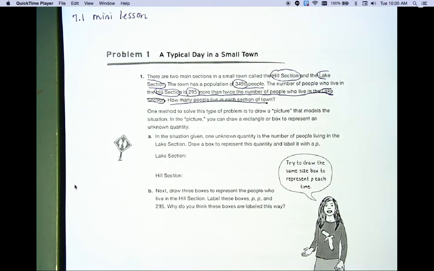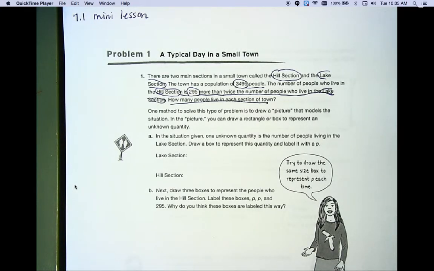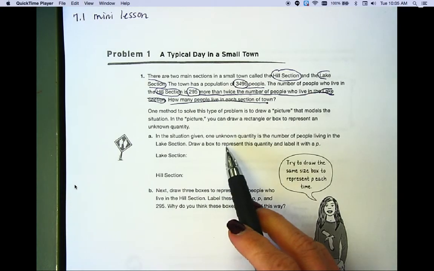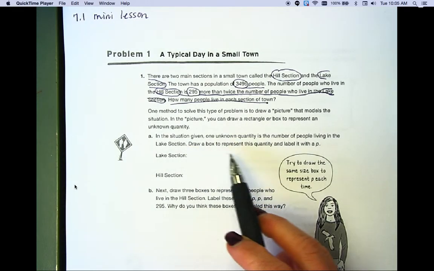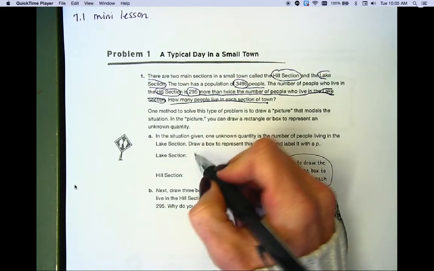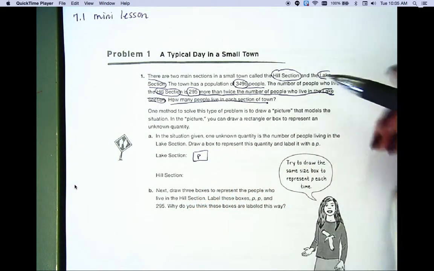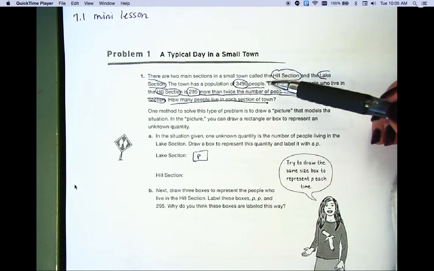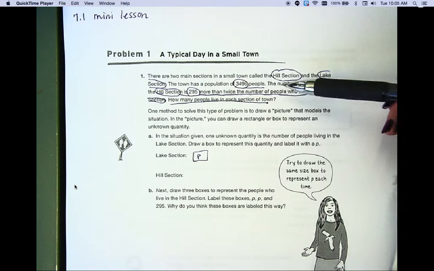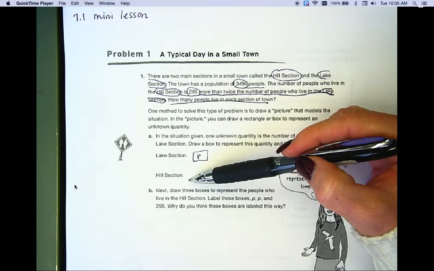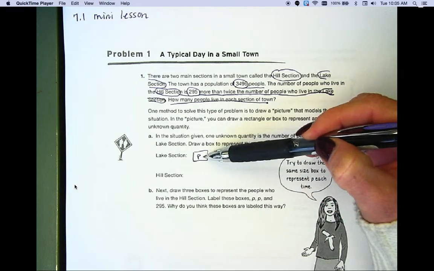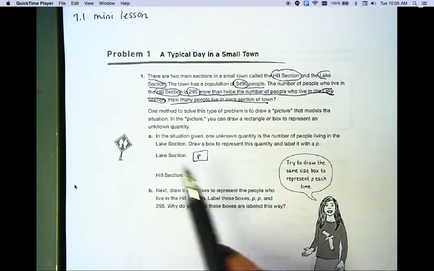Okay, one method to solve this type of problem is to draw a picture that models the situation. In the picture, you can draw a rectangle or a box to represent an unknown quantity. In the situation given, one unknown quantity is the number of people living in the lake section. Draw a box to represent this and label it with a P. When you read this, I always try to figure out which section they told me nothing about. They said the number of people who live in the hill section is, so they're telling me about hill, so the one they did not tell me about, that's where I'm going to start with my variable.